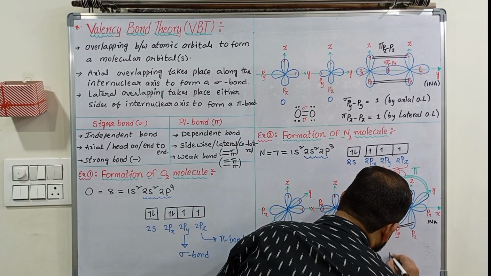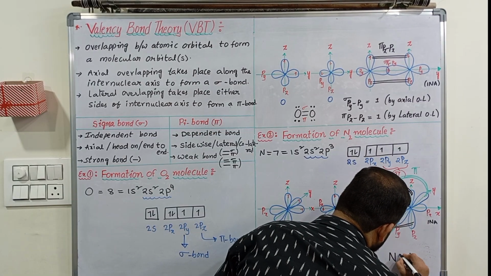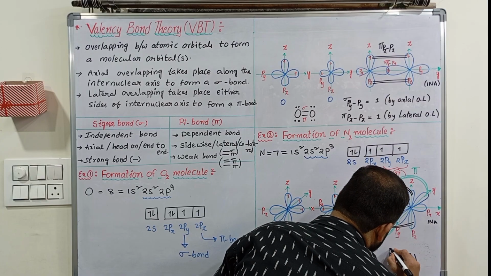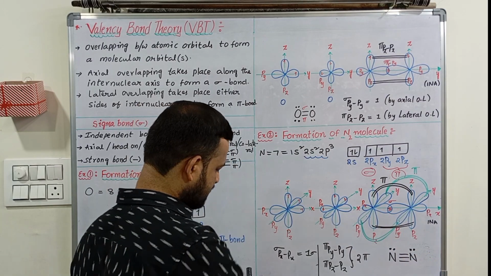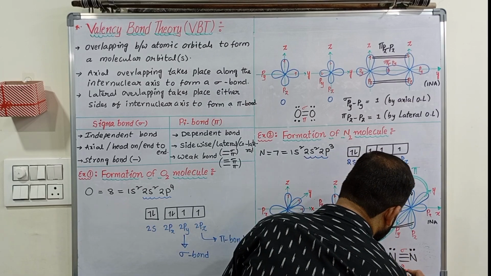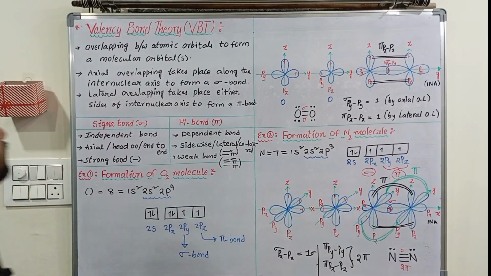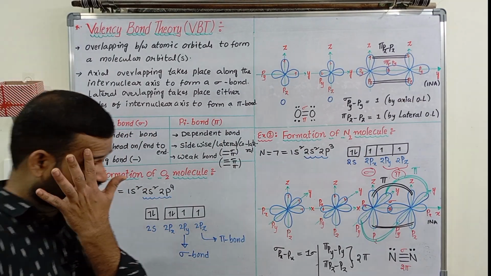So totally here the representation is nitrogen, first a sigma bond, the remaining two pi bonds. At each nitrogen, one lone pair is present. Understand? So here, the first one is a sigma bond, the remaining two are pi bonds. Okay, this is valence bond theory.